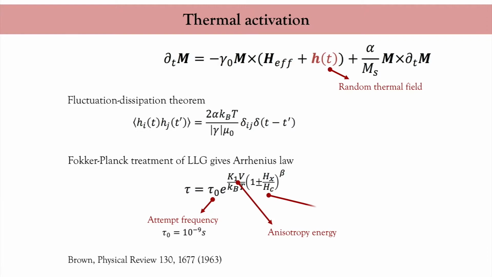Then you have the zero temperature coercive field, so the field at which the magnetization switches when there are no thermal fluctuations. And finally, the exponent here depends on the direction of the applied field and is rather phenomenological. The plus and minus sign depends on the field polarity.